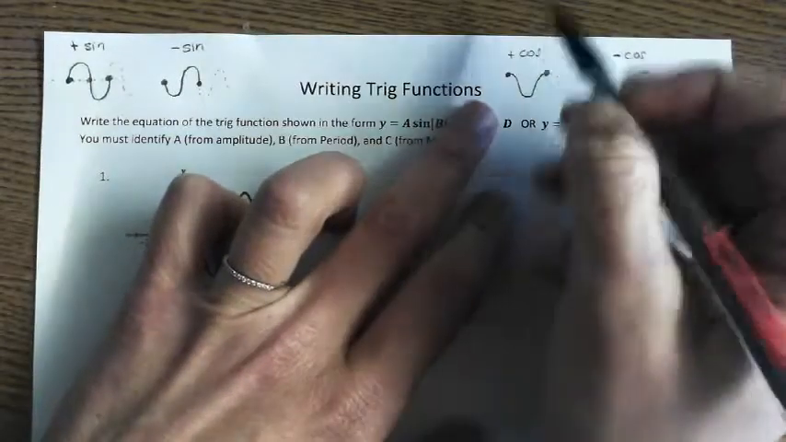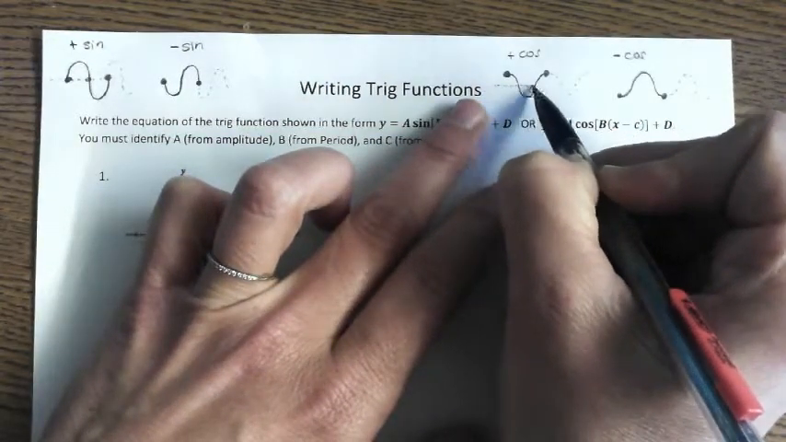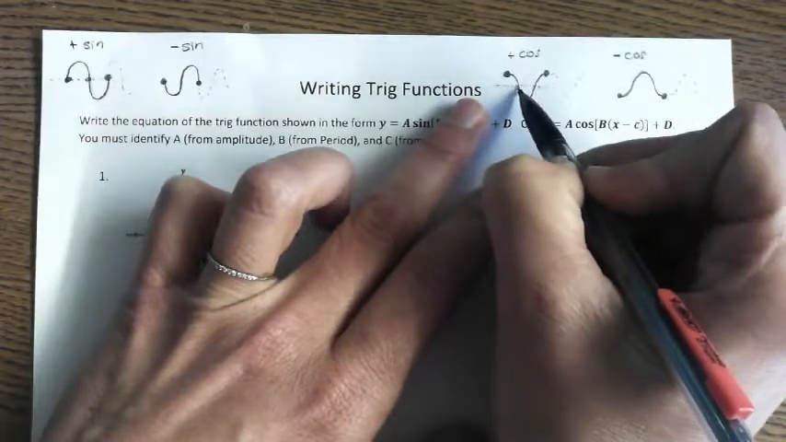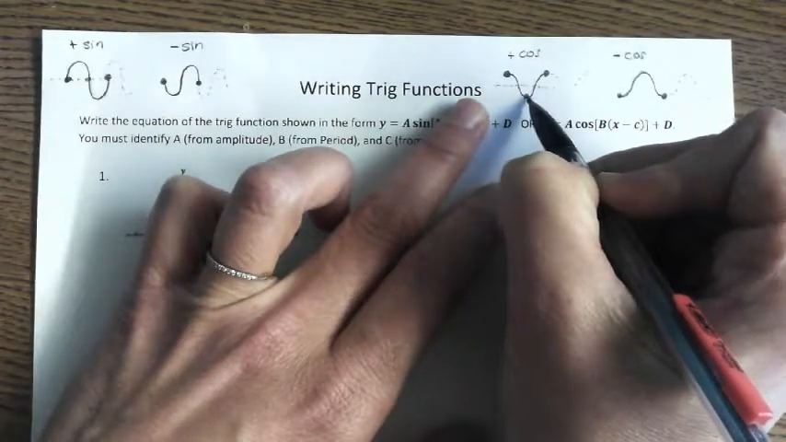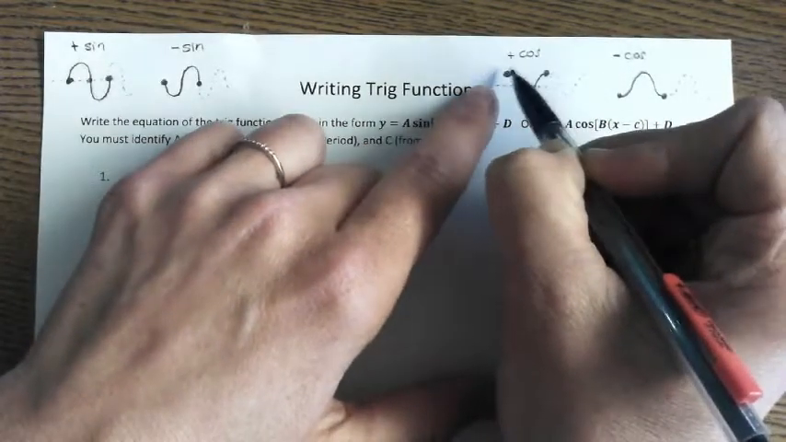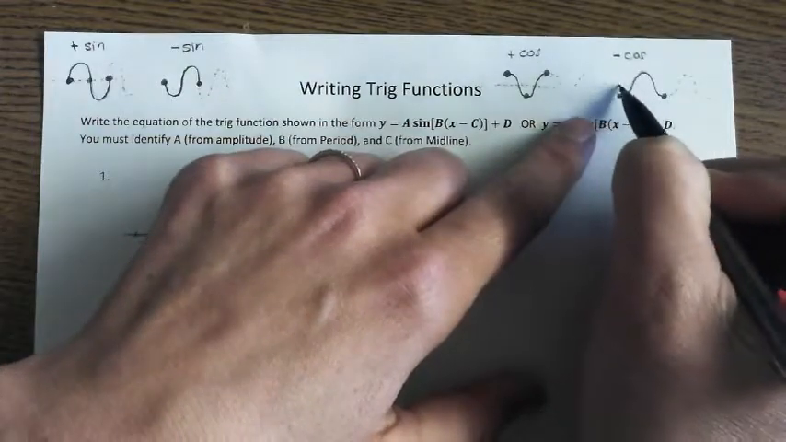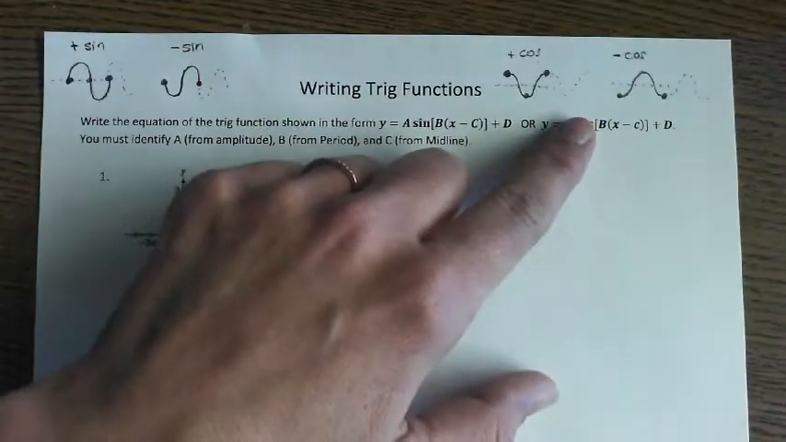Versus cosine curves start at a maximum. Their midline would be somewhere in here. They go down and cross their midline on their way to the minimum, and then they end at the maximum. That's a positive. Positive cosines go max to max, and negative cosines go minimum to minimum, where the midline would kind of go through the middle there.